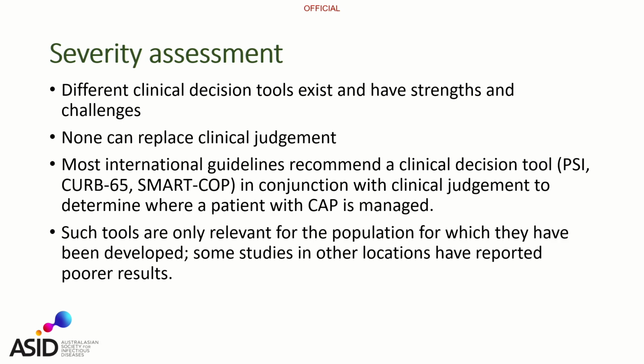Basically, most international guidelines recommend the use of a clinical decision tool. The Americans' Pneumonia Severity Index, the UK guidelines, CURB 65. Earlier editions of the Therapeutic guidelines had recommendations to use SmartCop. But this is in conjunction with clinical judgment to determine where a patient's managed. These tools are only relevant for the populations for which they've been validated in, and studies in other locations have reported poorer results.